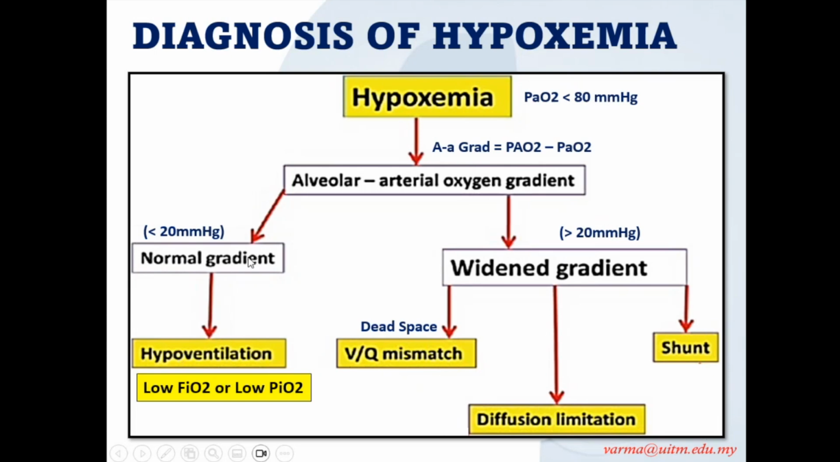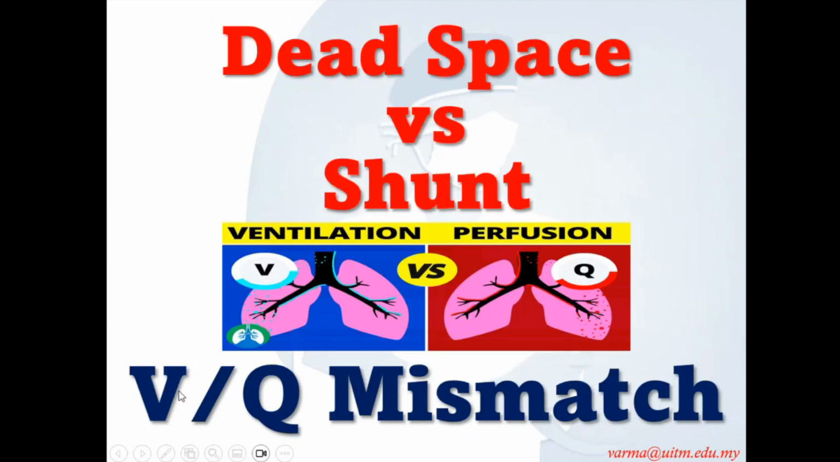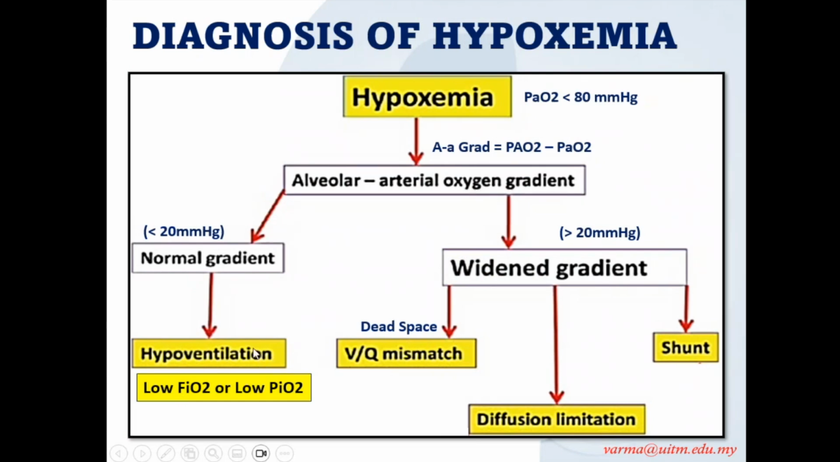If there is a normal gradient, you think of hypoventilation or low FiO2 or low PiO2. If it's a widened gradient, more than 20, you think of VQ mismatch, diffusion limitation, or shunt. How do we know which of these? How do we distinguish between these two and these three? We'll come to another flowchart soon.